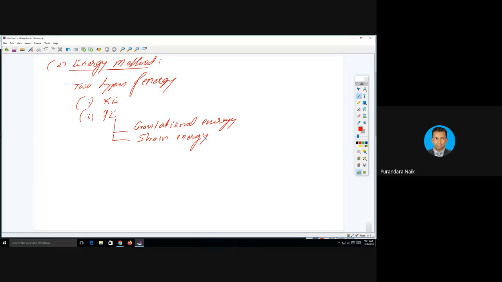Right? The potential energy or the gravitational energy is nothing but a potential energy which depends on the height, right, where exactly it is stored. So the potential energy or the gravitational energy formula is mgh.